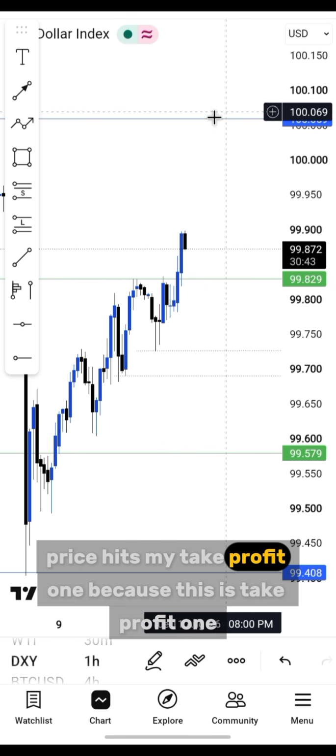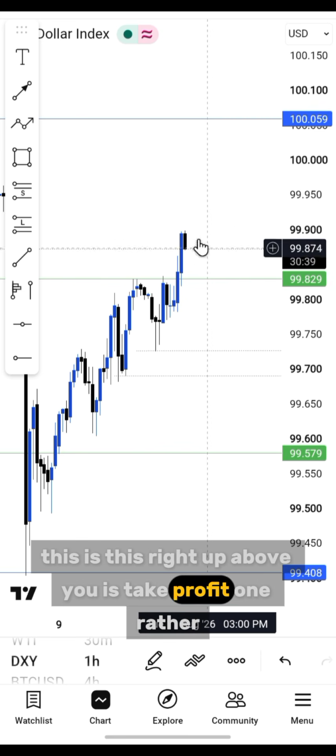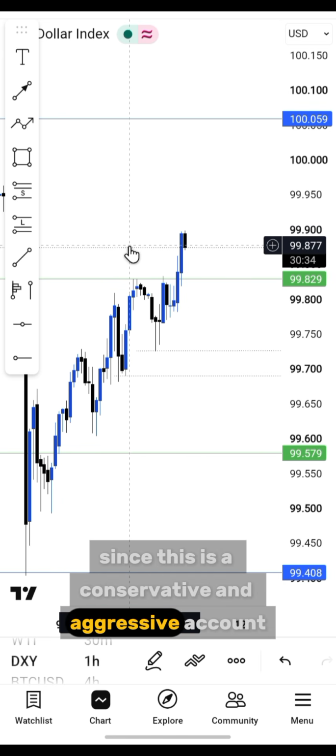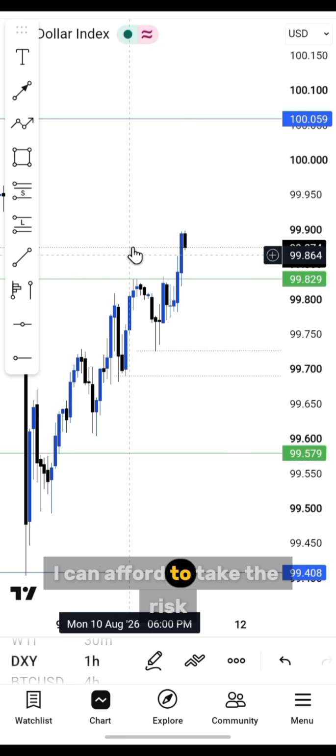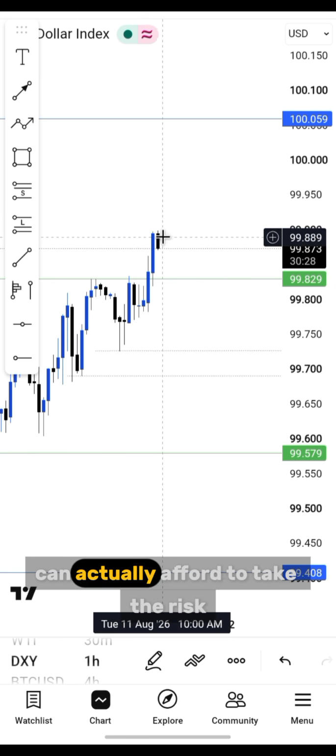Price hits my take profit 1, because this right up above here is take profit 1. Since this is a conservative and aggressive account, I can afford to take the risk. Money management is key in this style of trading. I can actually afford to take the risk.